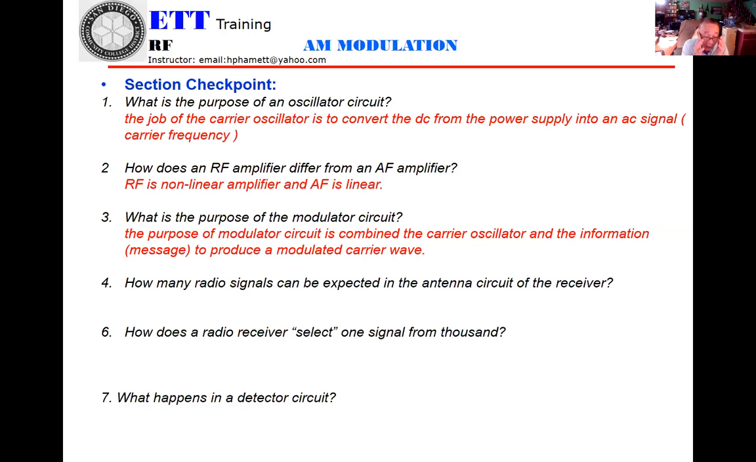So number 4, how many radio signals can be expected in the antenna circuit of the receiver? Receiver means your radio. Infinite? Infinitely many? Many. Very good. 1,000 signals. Too many.